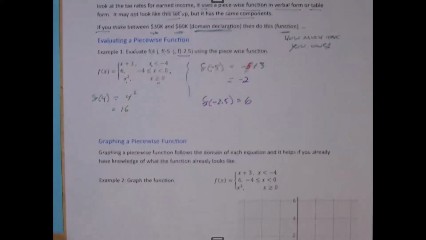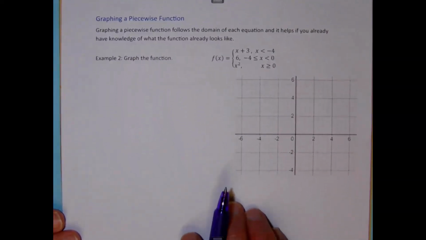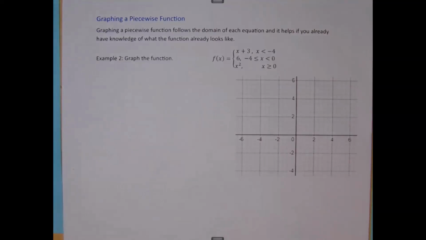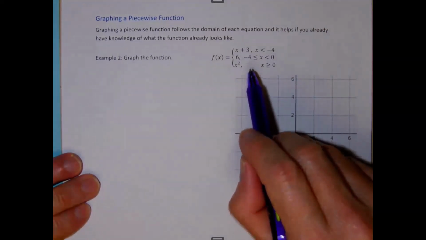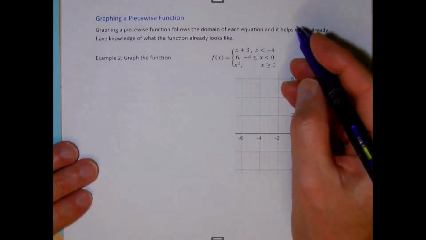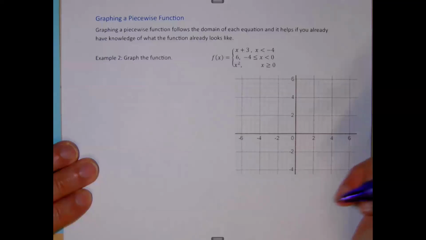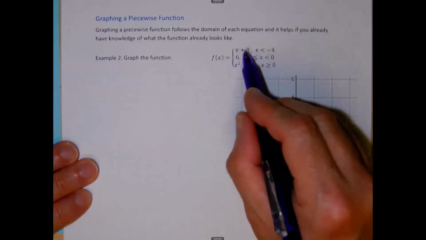Now let's come over here and graph the piecewise function. It's very much the same thing as evaluating, except you're going to have to find more points. It also helps if you already know what the equation looks like. So now we're going to graph the function that we already played with. Again, to graph, it'd be nice if you can identify what kind of equation you're dealing with. So for example, let's graph this one.